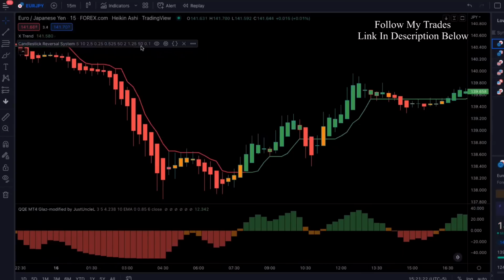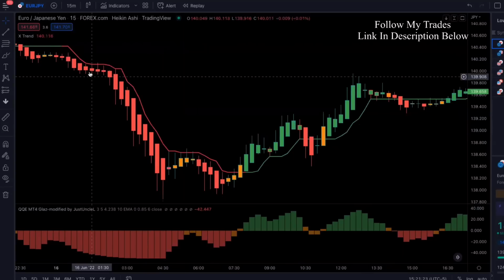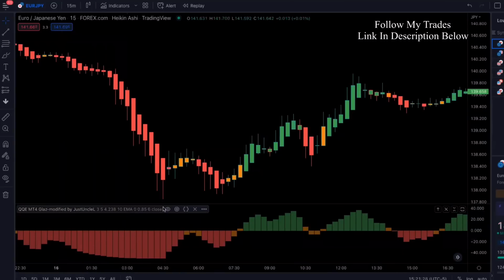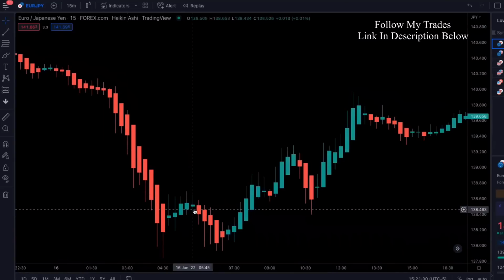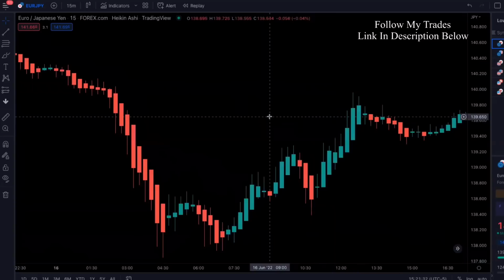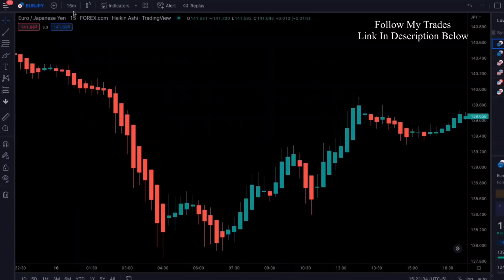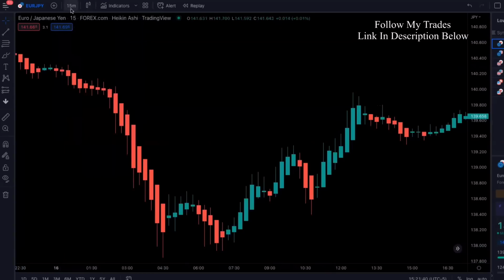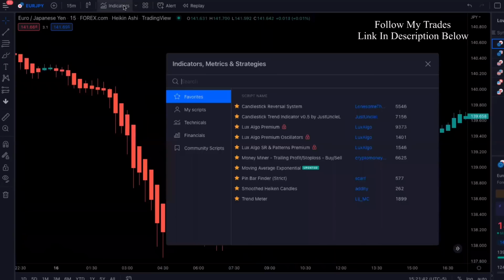Let me X out of all of this stuff so you guys know exactly what your chart is going to look like. We're going to set up two indicators, but first, we're going to do this on the 15-minute time frame, and you're going to be using Heikin-Ashi candles. Once you've changed your candles and you've got the time frame going, click on indicator. The first one we're going to add.